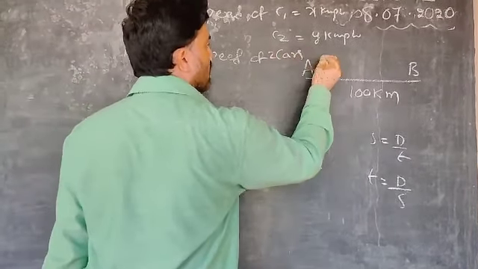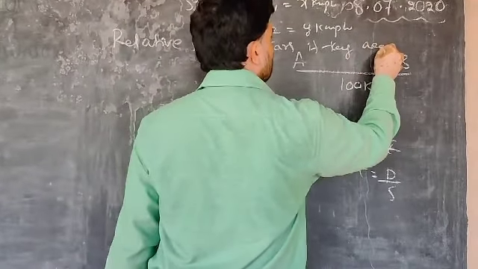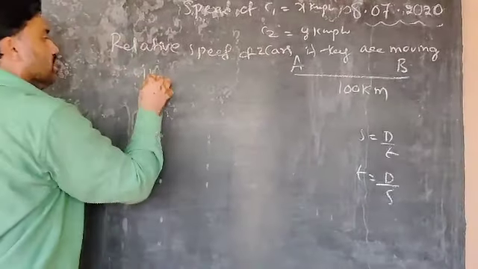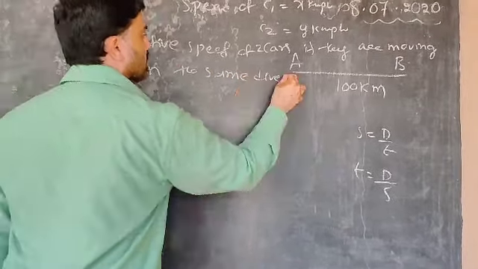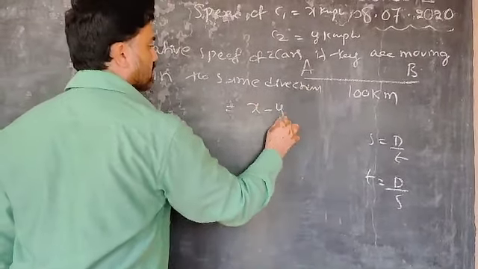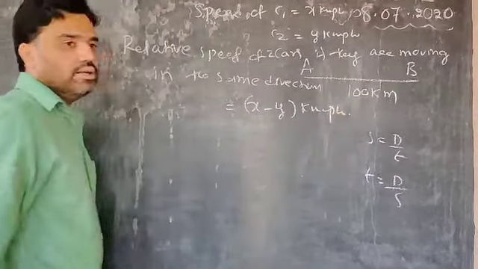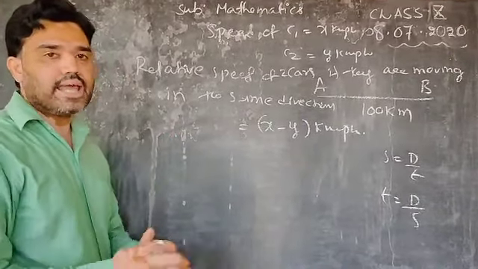Relative speed of two cars if they are moving in the same direction means you have to subtract, that is x minus y kmph. Keep in your mind. Relative speed is x minus y if they are moving in the same direction.